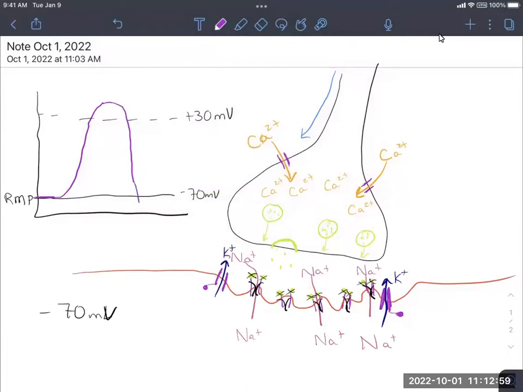So as potassium continues to flow out, oh wait a second, our cell got more negative. So then what happens? Because our cell just got too negative, it's below negative 70. These little ball and chains on this voltage-gated ion channel are going to come in and close off that channel. So no more potassium can go out.